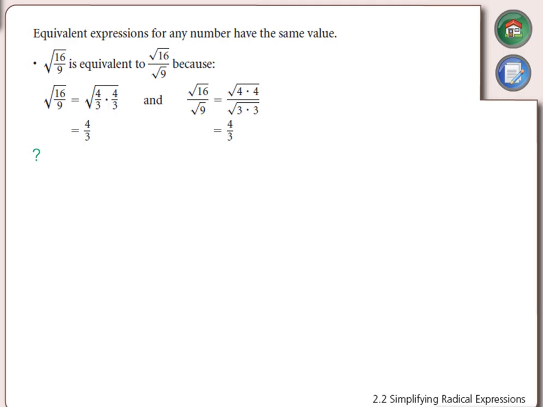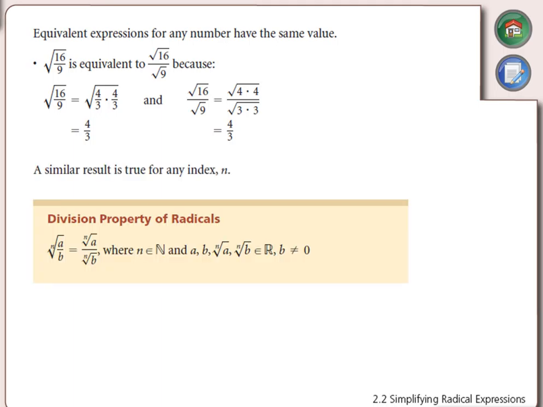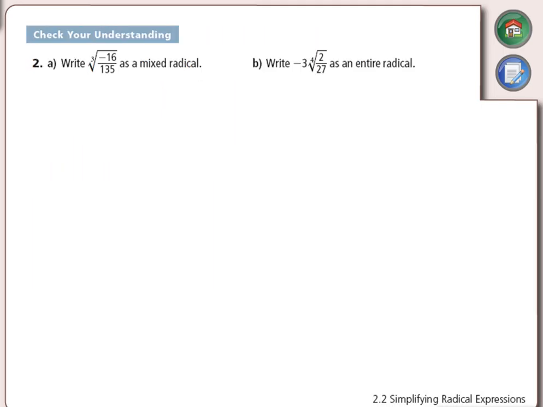Another quick reminder for you, if we've got a radical with a quotient inside, 16 over 9, we can give them each their own radical and work from there. And that's known as the division property of radicals. Fun stuff. Let's use that piece of information. So write this now as a mixed radical. It means take it down to lowest terms.